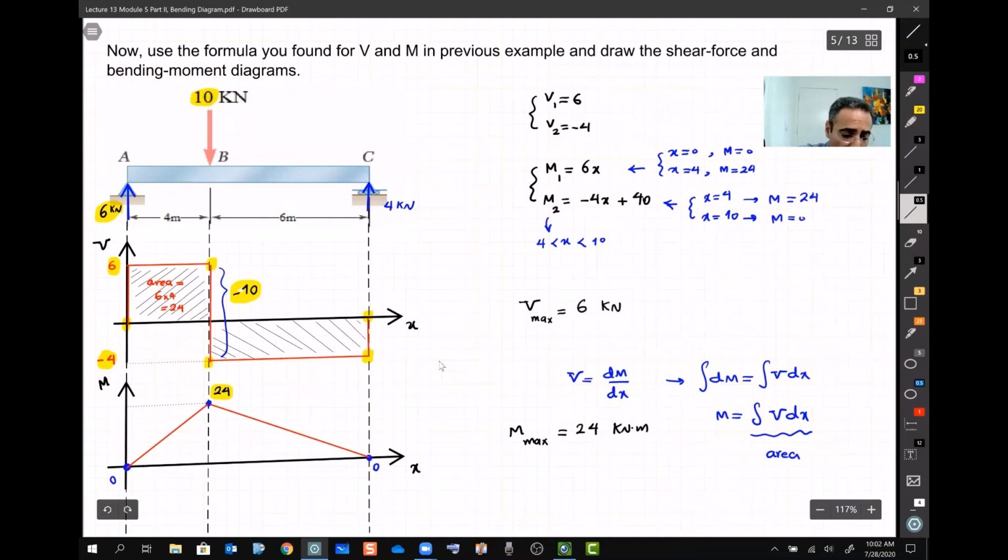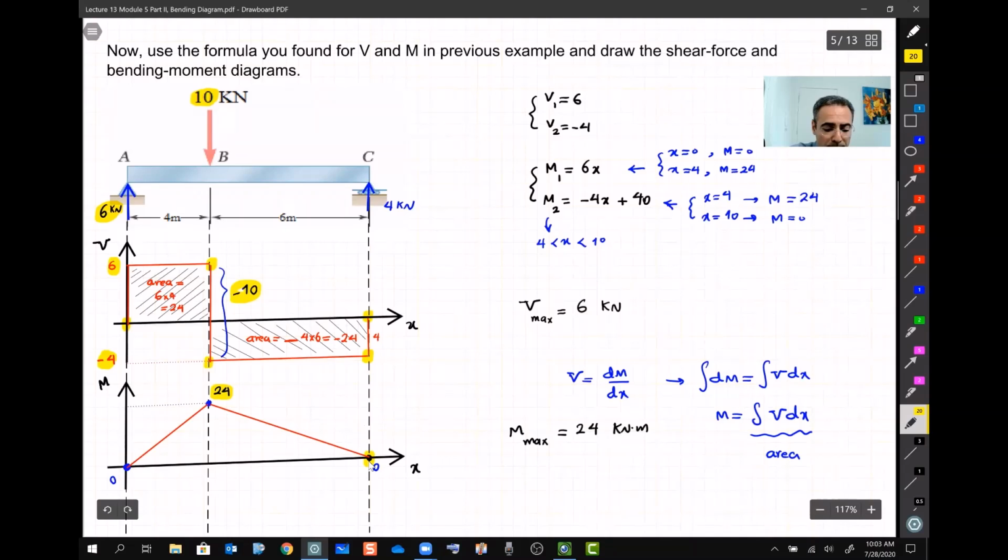So from math, we learned that if it is below the graph, it must be negative. So if it is negative, then the area is minus. This is 4, this is 6. 4 multiplied by 6 is minus 24. So 24 minus 24 gives us 0. So at the end, we should expect 0.